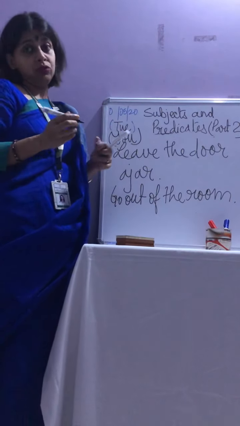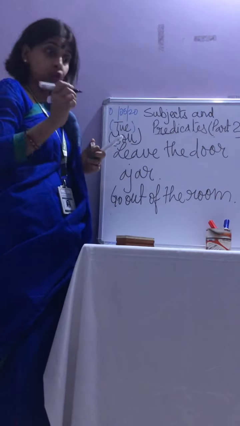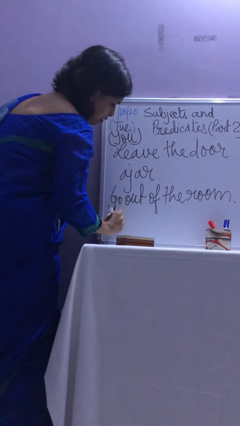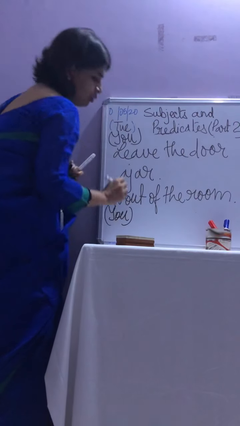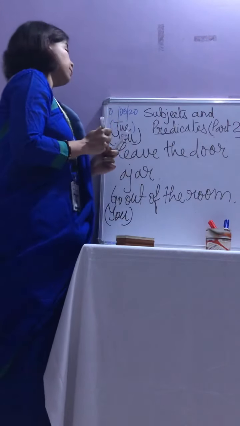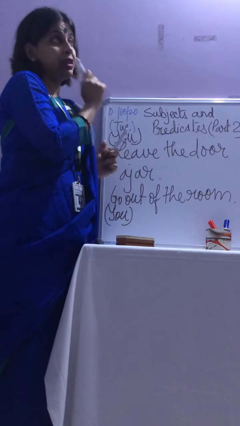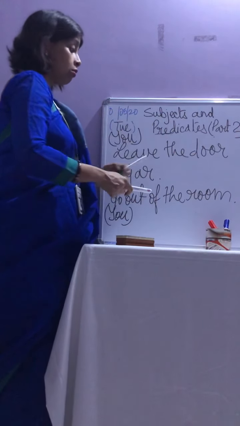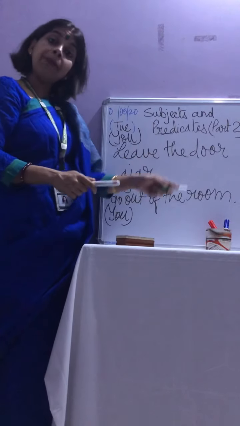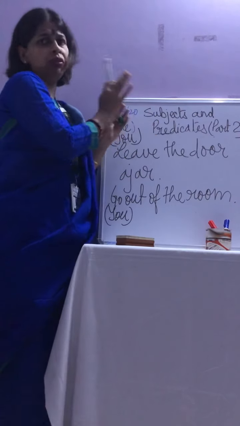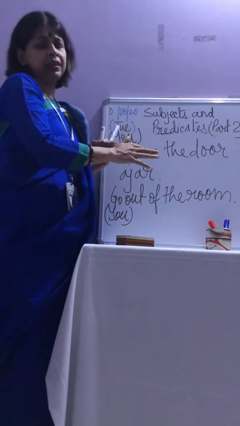Go out of the room. So who is being asked? You. So again, the subject is you. So this is how predicates and subjects are to be done when you have an imperative sentence.